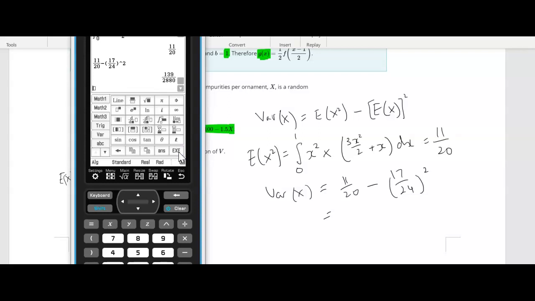All right, so 139 on 2,880, but let's just change that to decimal. There we go. Let's make sure it's right. So 0.0482.